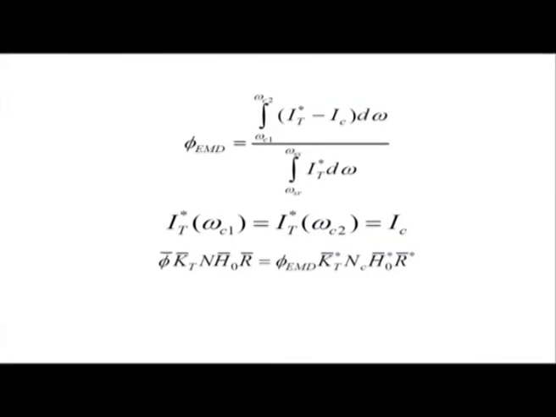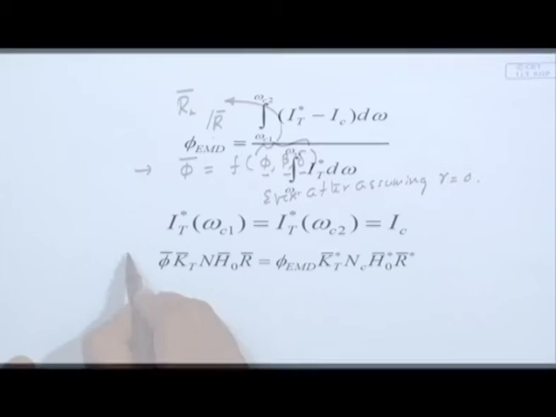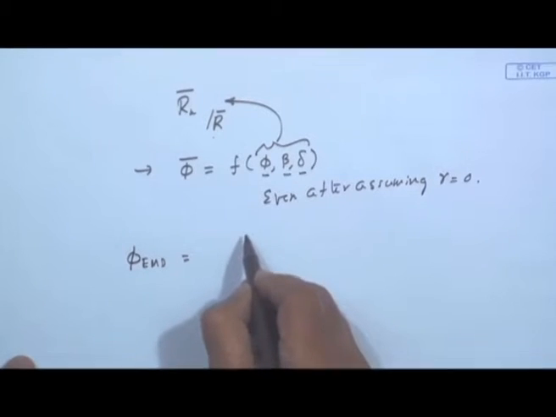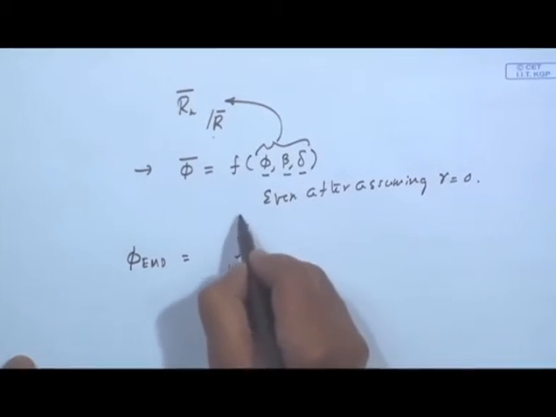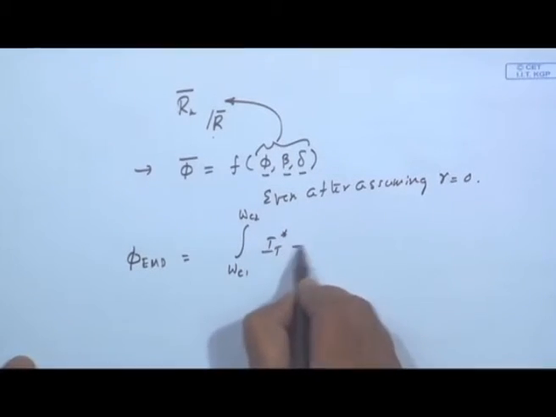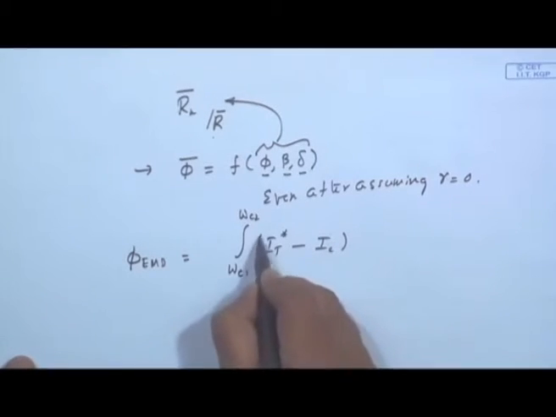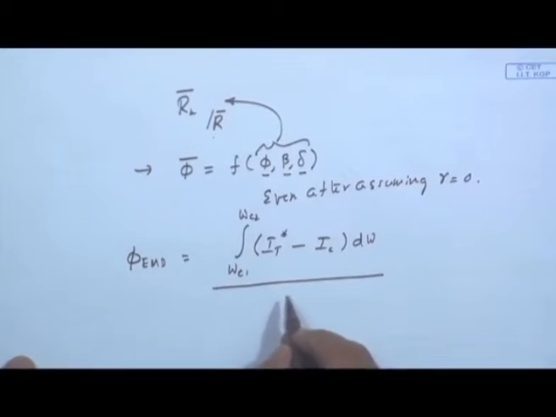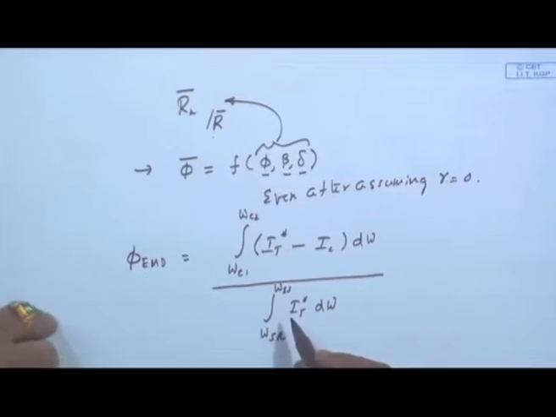So, later on a little more general approach has been followed and an equivalent mean day utilizability has been defined as phi(omega C1 to omega C2, IT star), the distribution of the solar radiation of the equivalent mean day, minus IC, integrated between two limits omega C1 and omega C2, upon the integral from omega SR to omega SS of IT star d omega. As a matter of fact, it could be minus omega S to plus omega S also.